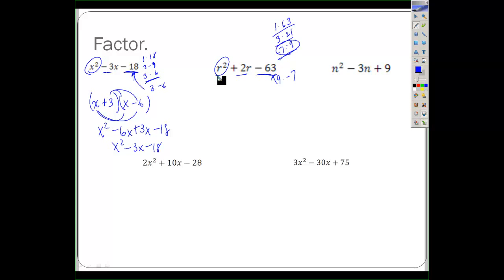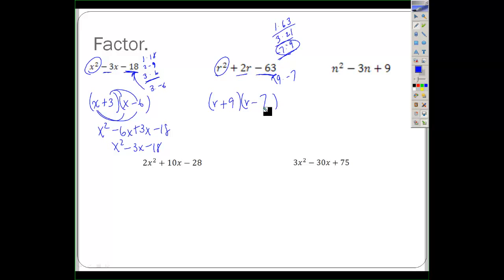In this case, I have r squared in front, so I'm going to start with my two parentheses. I know r times r will take care of the r squared. And now I have a +9 and a -7. And if you're not convinced that you factored it correctly, you can always FOIL it out.